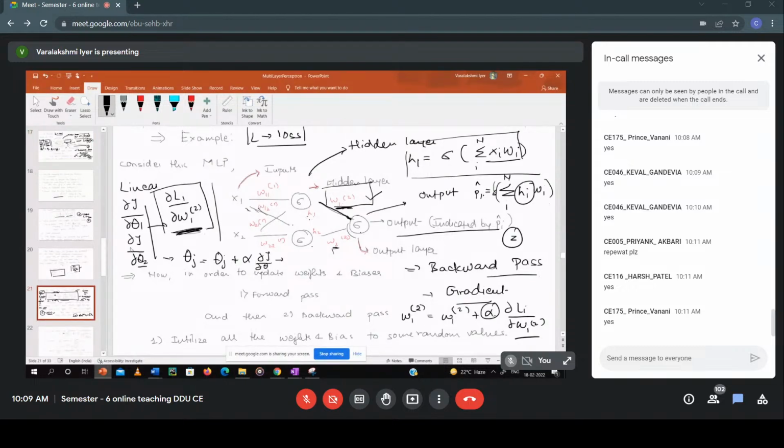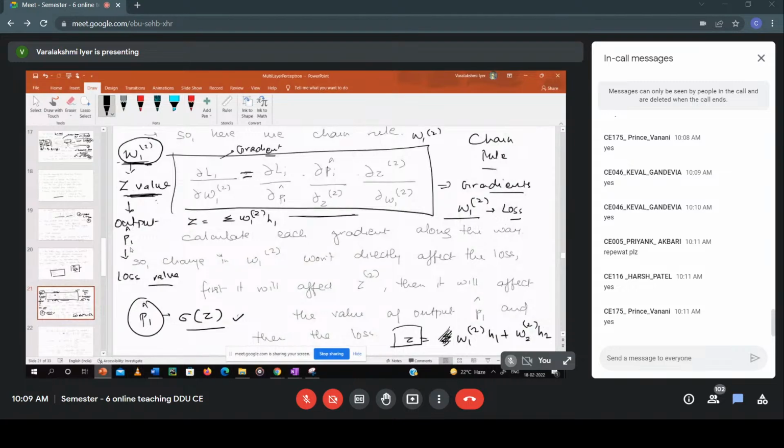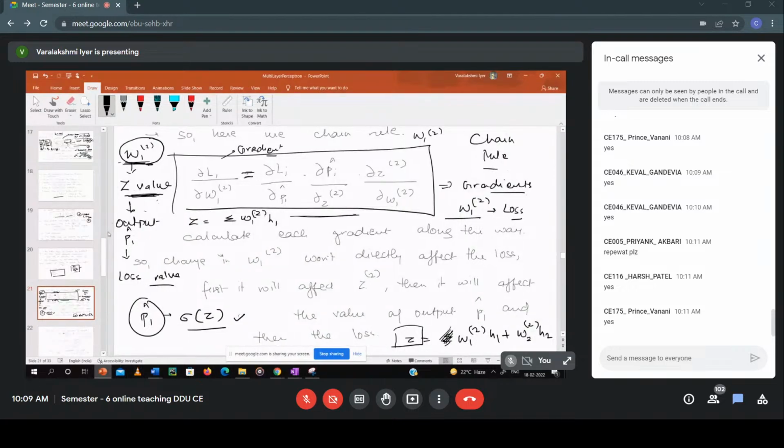So changes in W12 will be impacting the Z value. The Z value, the output generated in the output layer, will be impacting the pi hat, which is the sigmoid of Z. And later the pi hat that we calculate will be impacting our loss. So this is the chain rule implemented in this particular derivation. del Li is directly impacted by del Pi, and del Pi is impacted by del Z2, and the change in del Z2 is impacted by the change in W12.